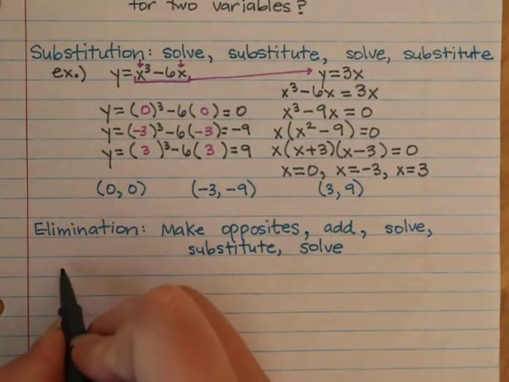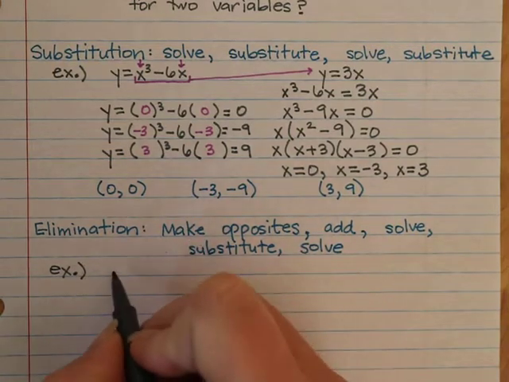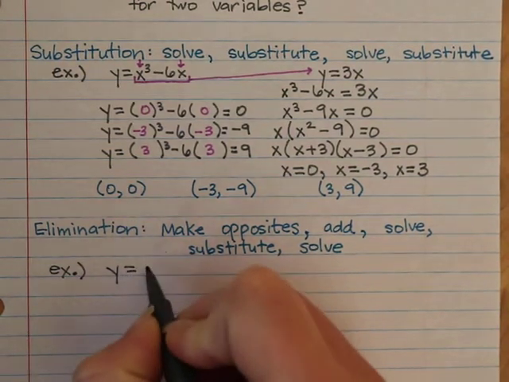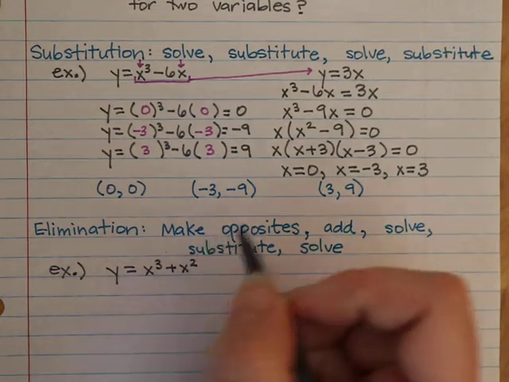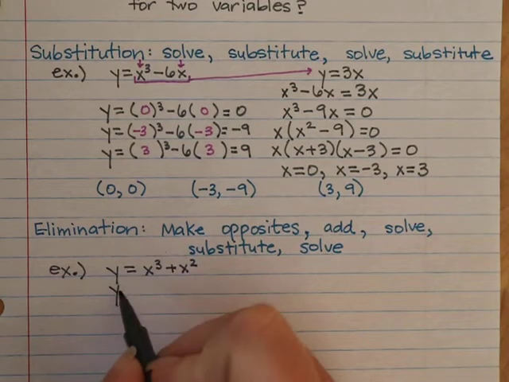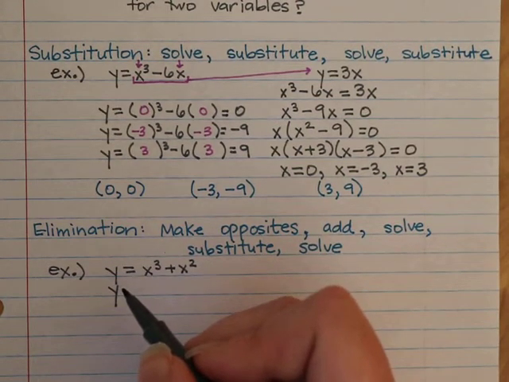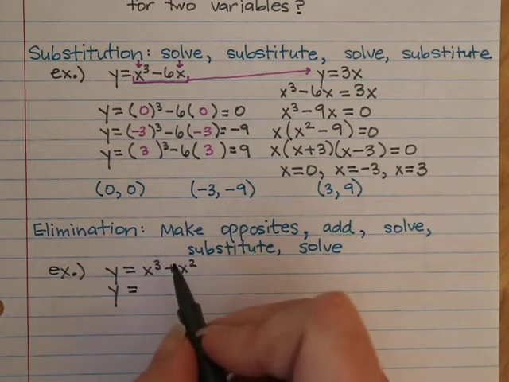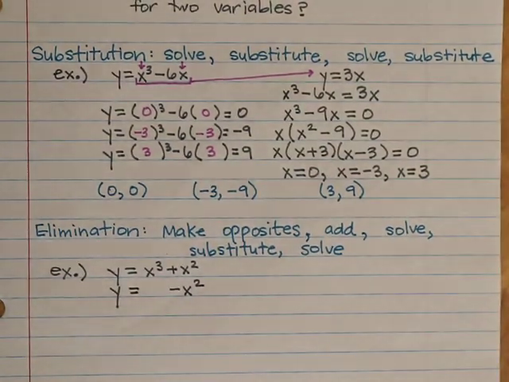Example. I'm going to take you out of your comfort zone a little bit. I think we kind of know how to do elimination when it's just like 3x plus 5y equals 10, 3x minus 5y equals 32, stuff like that. So I'm going to make you a little bit uncomfortable. And I'm going to ask you to eliminate something like that.